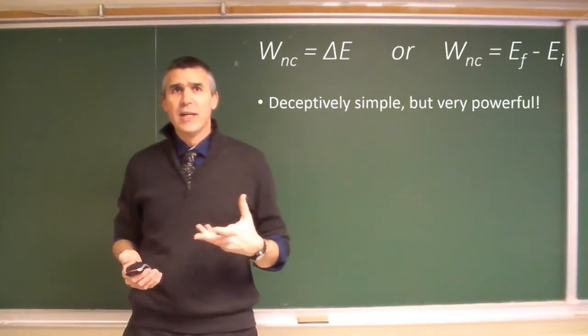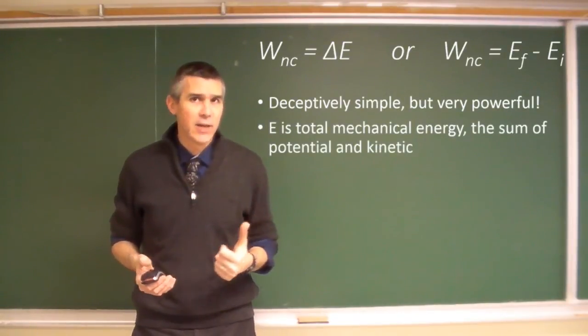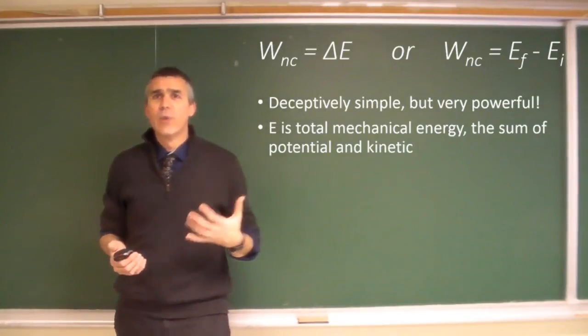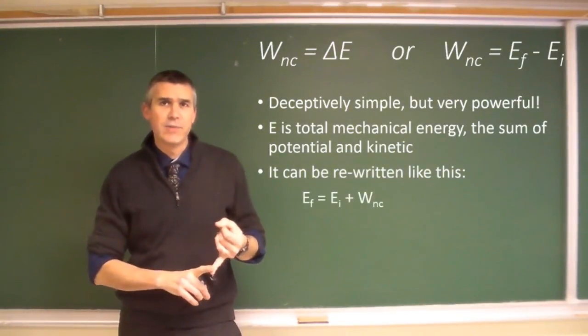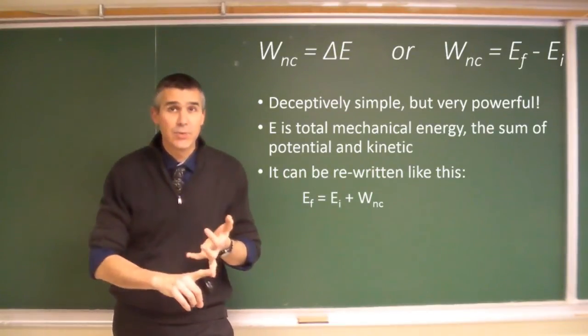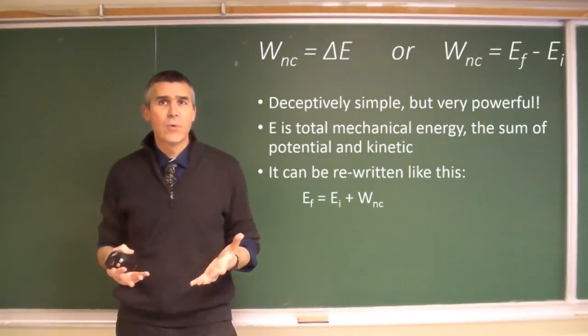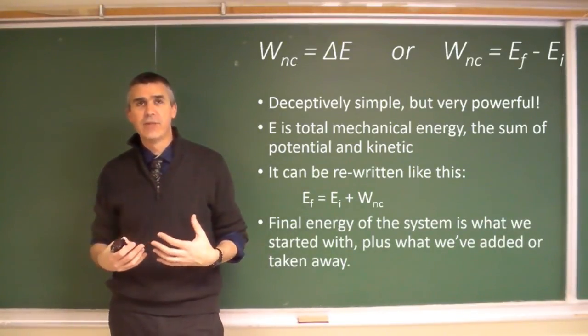Okay, so let's look at this again. So E, in this case, is the total mechanical energy, the sum of the potential and kinetic energies. And we can rewrite the equation like this. We can say that the final energy of the system is equal to the initial energy of the system plus whatever work we do on it, which may be adding energy to it or taking energy away from it.